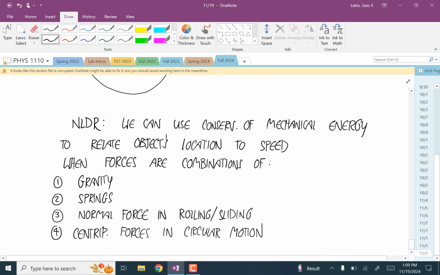Okay, so this is kind of a guide to, if you look at a problem and you're trying to figure out whether conservation of mechanical energy is the way to go, this tells you everything you need to know about that. Is the question asking you to relate an object's location to its speed? And second, does it only have combinations of these four forces?